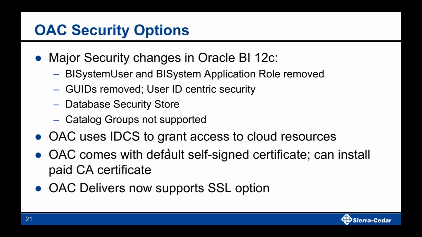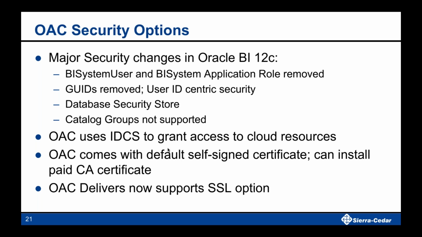Then the database security store, which is somewhat of a major relief for Windows users. In Windows, we sometimes, rarely, see corruption of files, and if these security files are corrupted, we have to recreate them. Now they are moved to the database security store. The next thing is that catalog groups are not supported. In OBIEE 10g we used them extensively, and in 11g they are supported, but a lot of people moved to application roles. If any of you are still using catalog groups, it's time to move out of that. They are no longer supported.